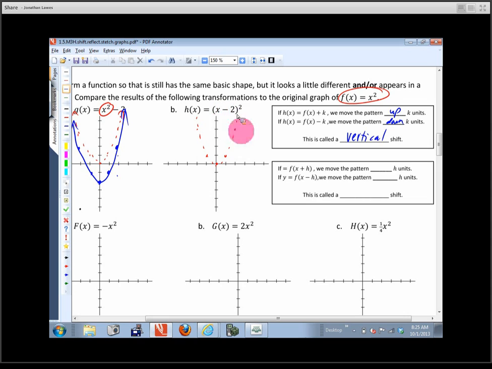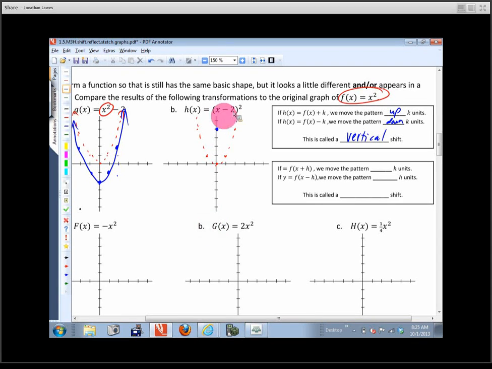What happens here when I plug in a number? Let's say we plug in a 0. Brandon, what happens? Okay, it is going to move it to the right 2. And here's what happens. When I plug in a 0, I get negative 2, then I square it. And what do you get when you square negative 2? Positive 4. So I plugged in a 0, I got out a 4.